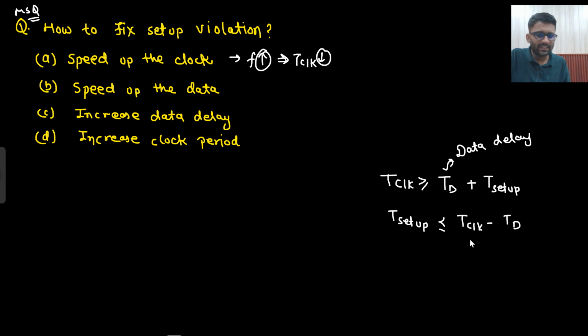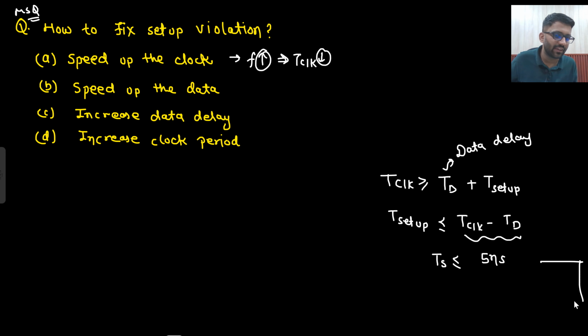So let's just say initially this value was 5 nanosecond. So what your circuit was saying is that you need 5 nanosecond of setup time, that your setup time should be less than 5 nanosecond. So you designed a flow where your setup time was 5 nanosecond only. So you are meeting this requirement.